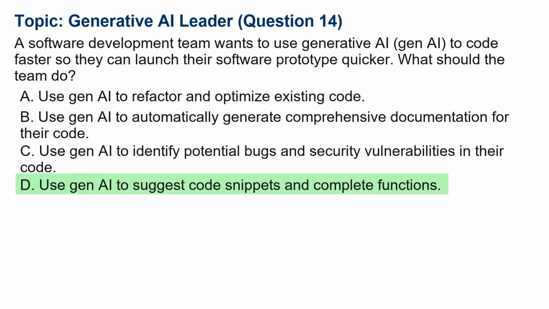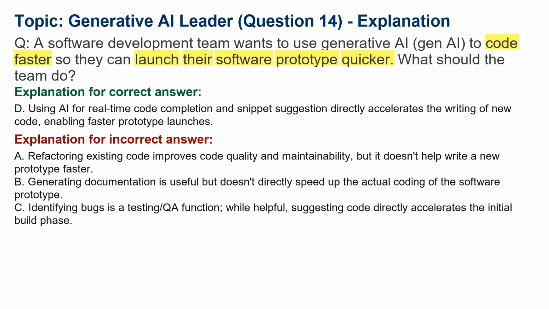The correct answer is D. Use Gen AI to suggest code snippets and complete functions. To arrive at the correct answer, we focus on the keywords: code faster, launch their software prototype quicker. Why is this correct? D. Using AI for real-time code completion and snippet suggestion directly accelerates the writing of new code, enabling faster prototype launches.